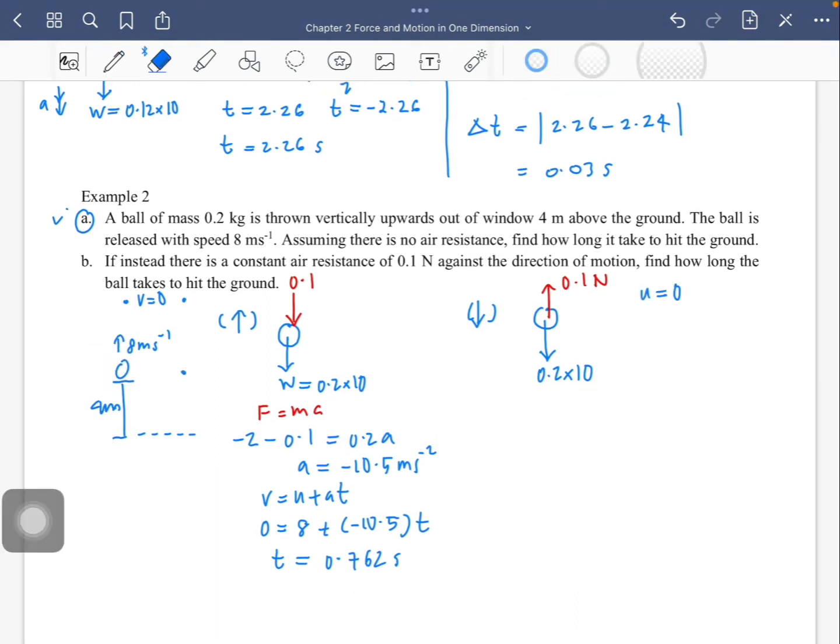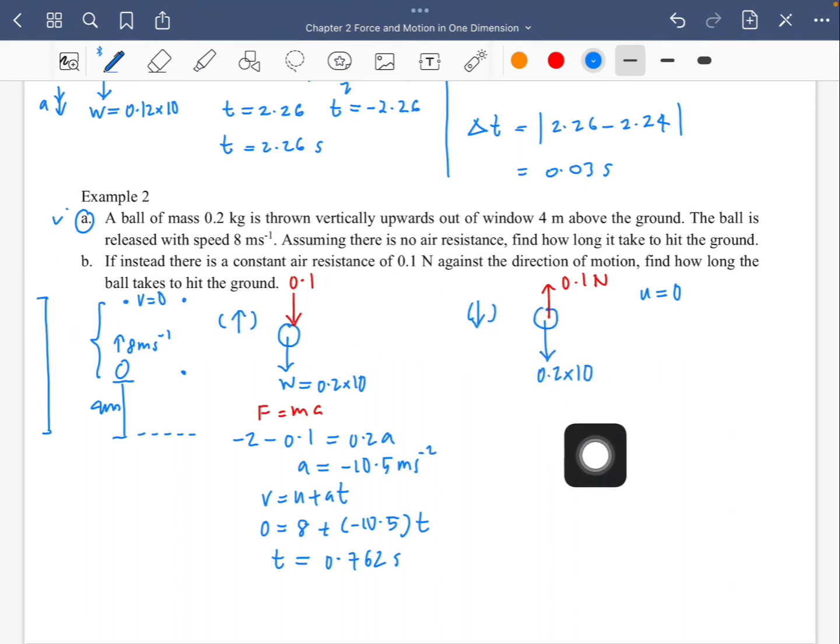Alright, so the next part is we want to find the time taken from the maximum height to the ground. Before that, we need to first find the distance from the starting point to the maximum height, so that we can get the full displacement from the ground to the maximum height for the next solution. For that, we need to find S1 first. S1 here represents the displacement from its original position to the maximum height.